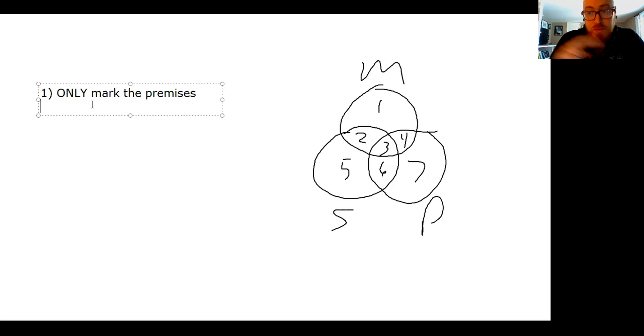So if you place true markings for the premises, and then the marking needed for the conclusion shows up automatically, that indicates that the argument is valid. But if by marking the premises, meaning you're marking that the premises are true in a Venn diagram, the markings for the conclusion do not show up, that means it's possible for the premises to be true and the conclusion false. And if it's possible for the premises to be true and the conclusion false, that means the argument is invalid, right? So that's how Venn diagrams correspond to validity and invalidity.